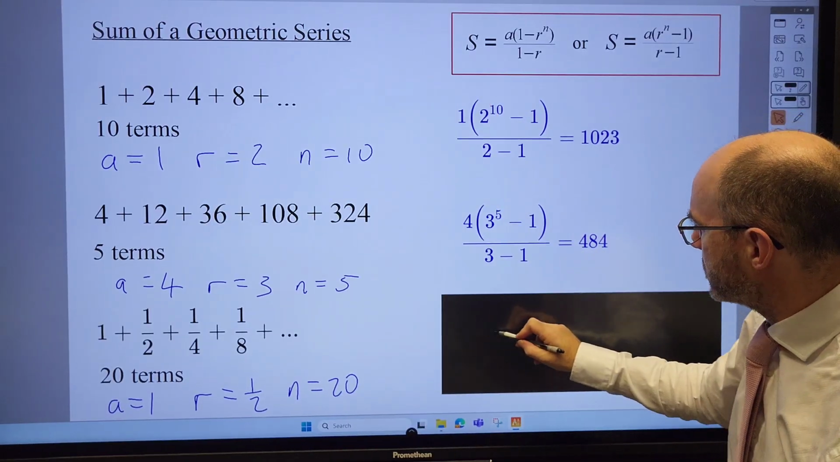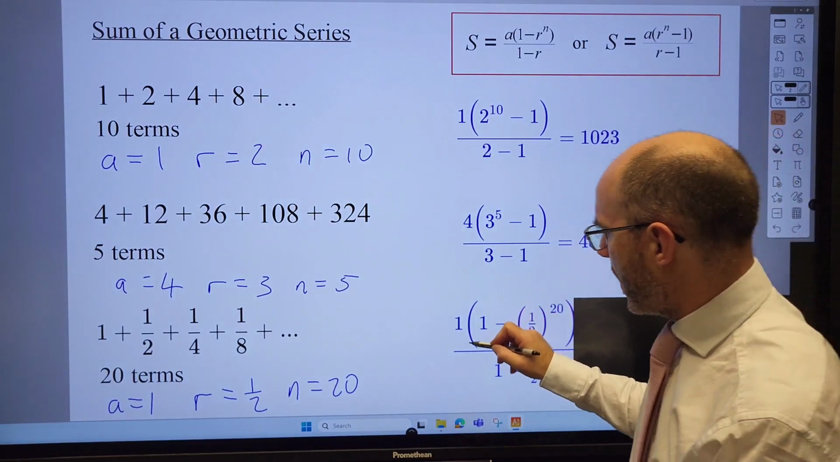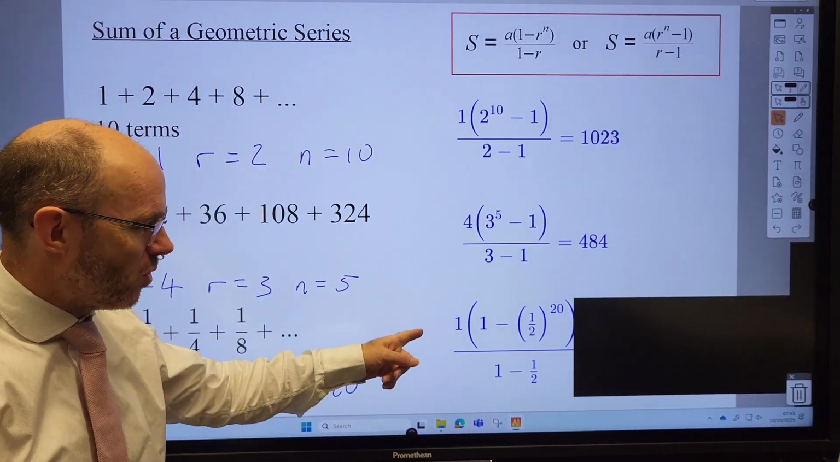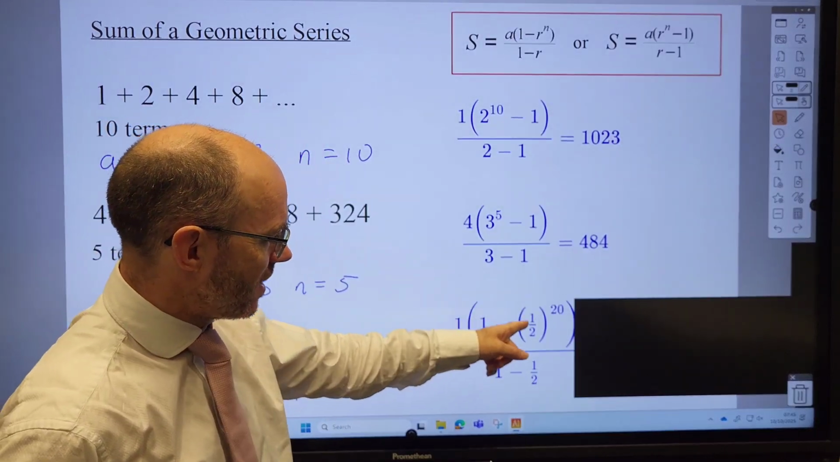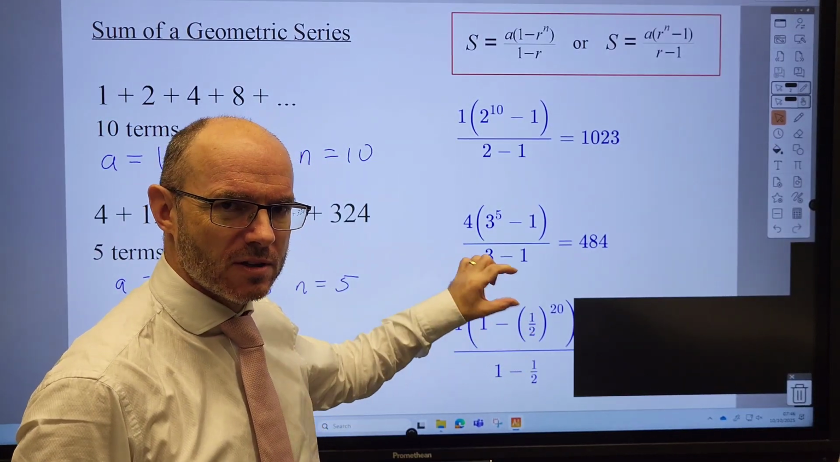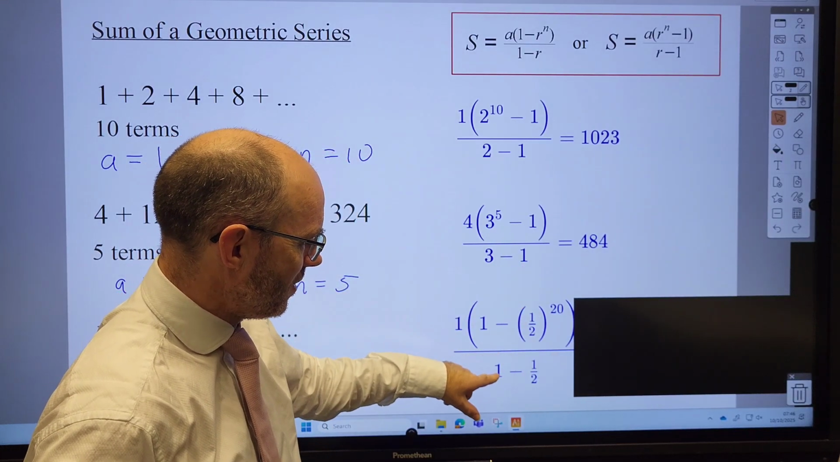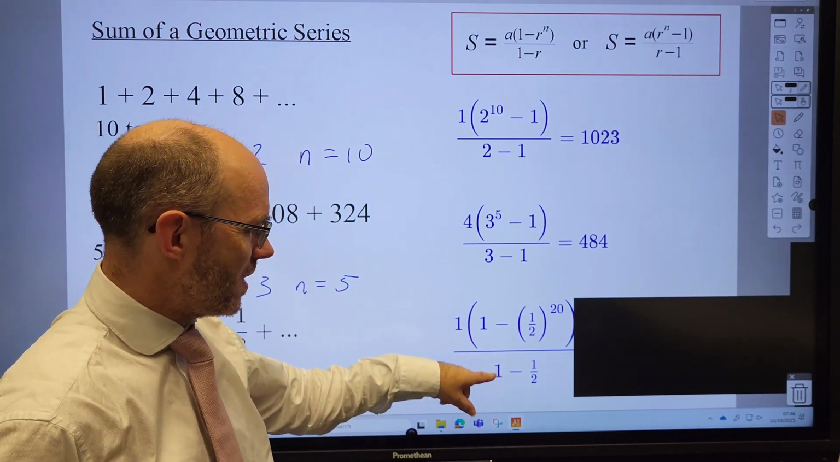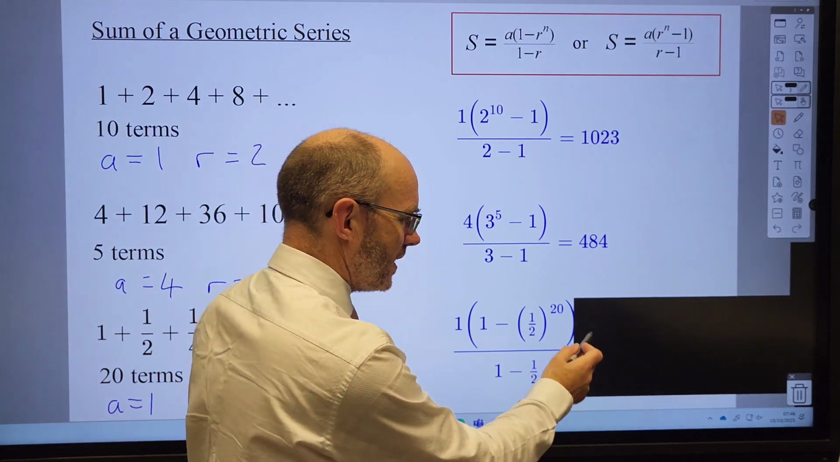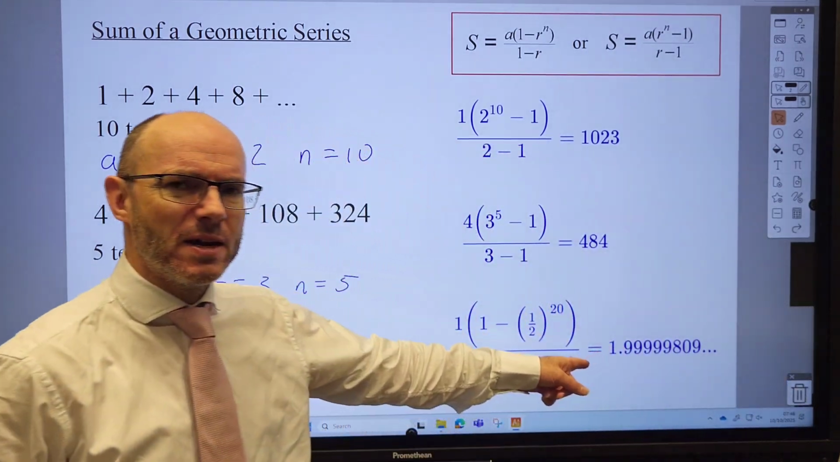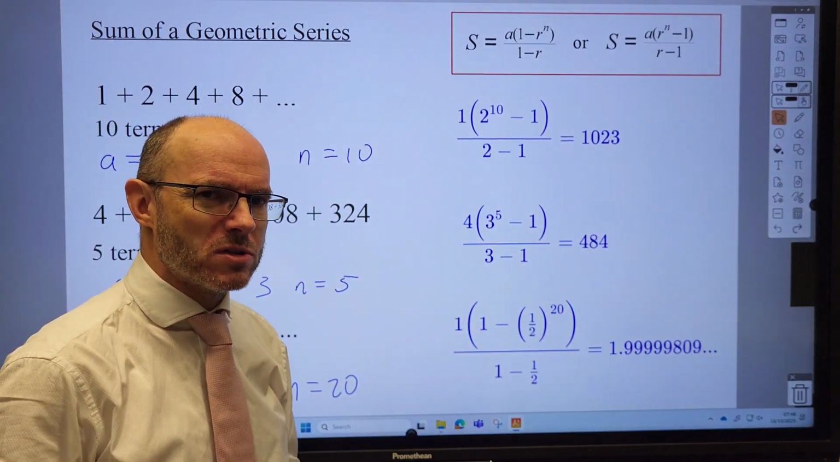Okay. So here we go. Substituting it in. You've got A, then you don't need to write it, but I have 1, and then 1 minus a half, put it in brackets because you do the whole fraction to the power 20, half to the power 20, over 1 minus a half. The denominator, of course, is just going to be a half. Substitute all that in. You're going to get a number that's going to get closer and closer to number 2.